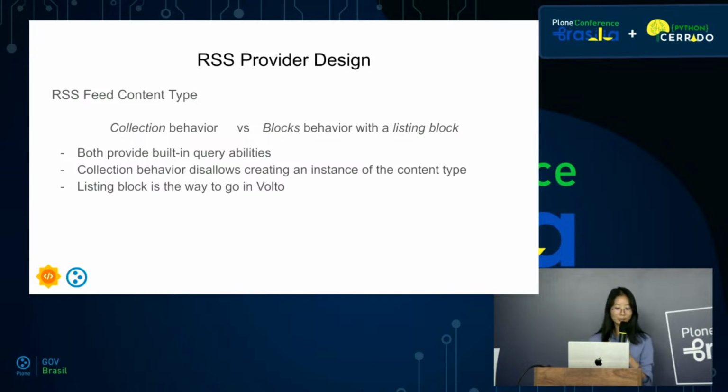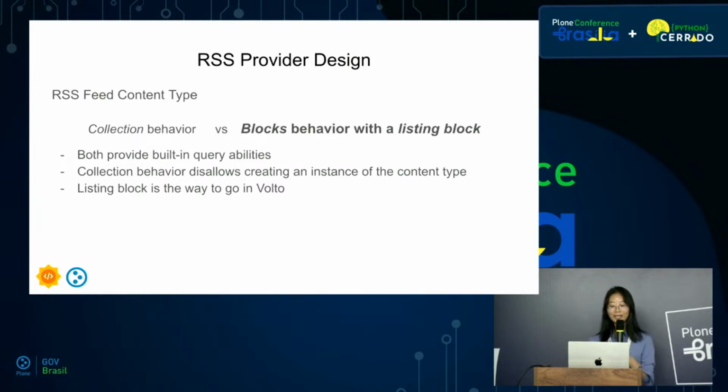After some exploration, what we discovered is that whenever we enable the collection behavior, it by default disallows creating an instance of the content type. And on top of all of this, the listing block is the new way to go in Volto. So we ended up taking option two: a content type with a blocks behavior and a listing block as part of that content type.